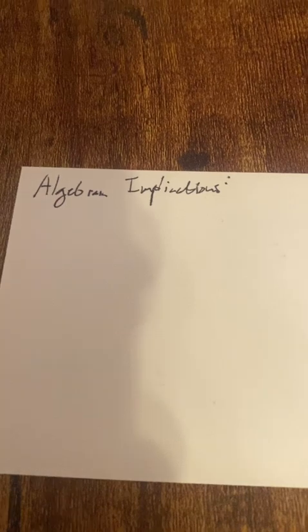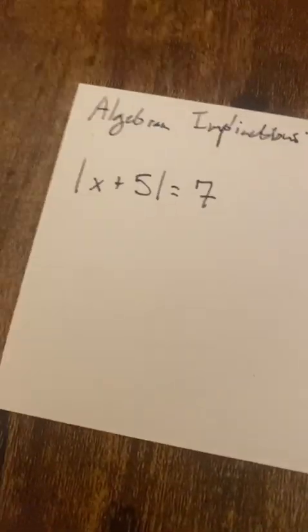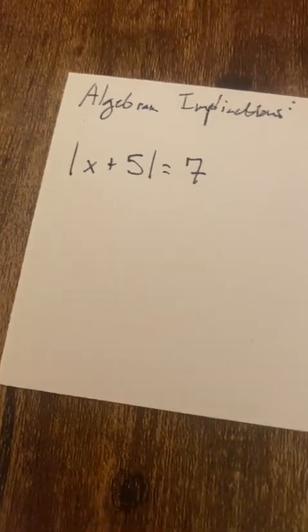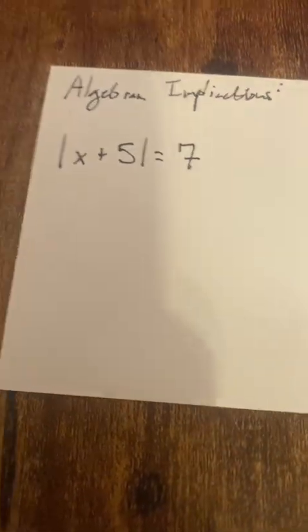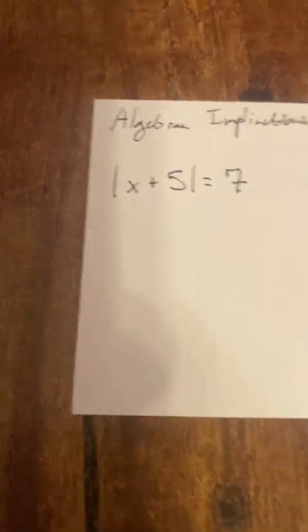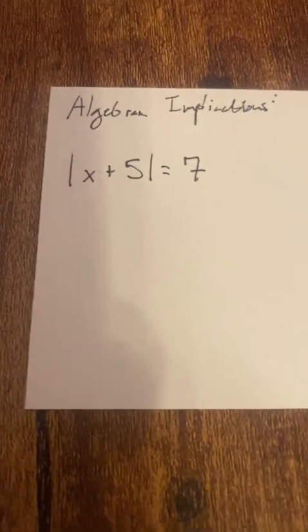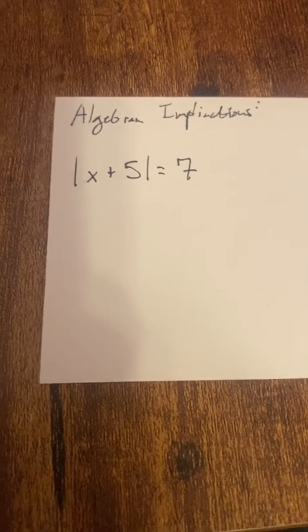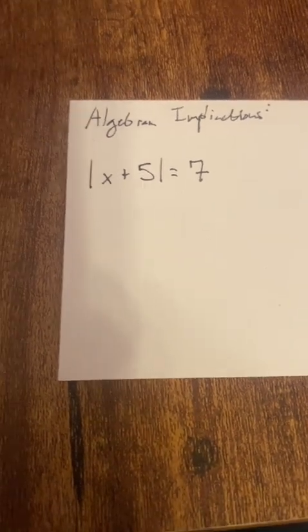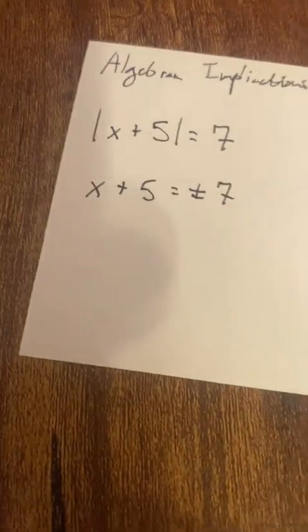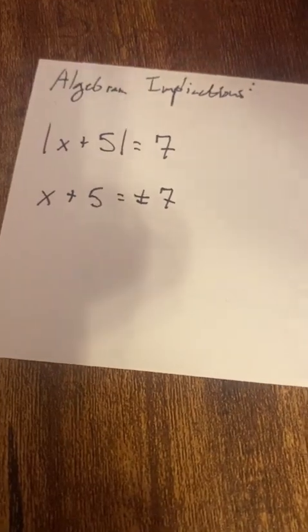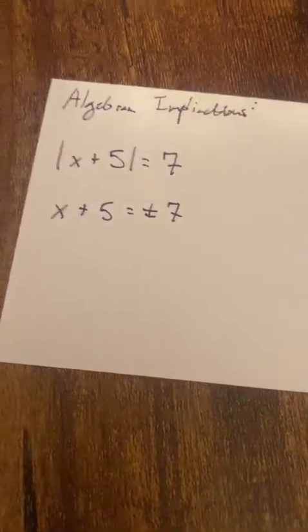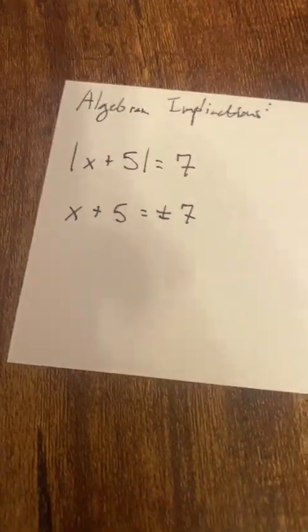Okay, now let's talk about the algebraic implications because those get a little more complicated. Here we get an idea of what an algebraic absolute value expression will look like, where we have the absolute value of x plus 5 equals 7. So how do you treat this? You can't just ignore the absolute value and solve, because you'll be missing your solution. And it's really as simple as that. You just take both the positive and negative outputs of the function.